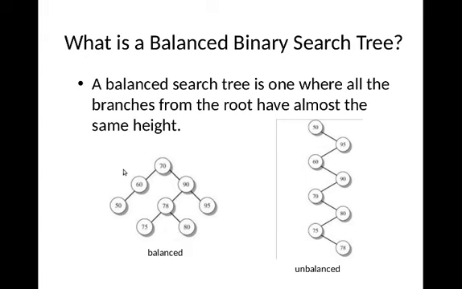If you look at the height of the balanced tree, it's roughly equal to log n, where n is the number of nodes in the tree, whereas the unbalanced tree in its worst case can have height proportional to the number of nodes, that is order of n.